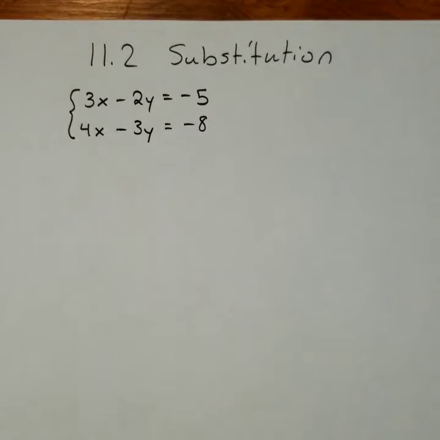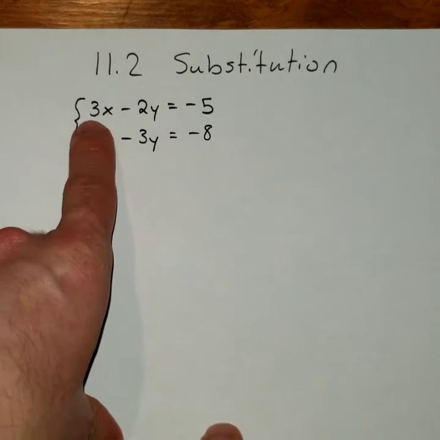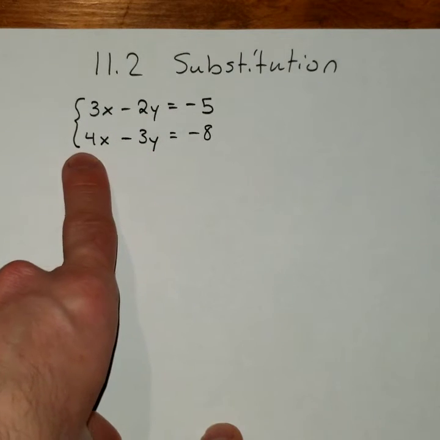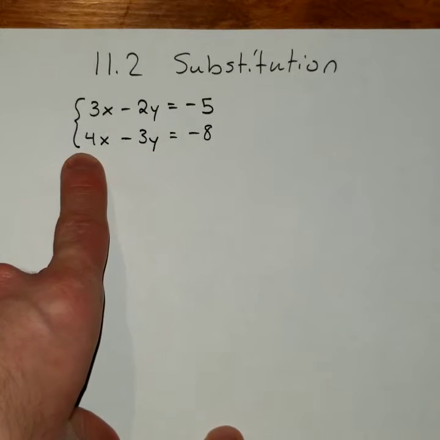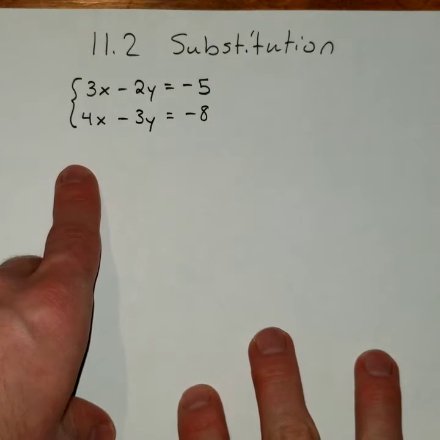Alright, in this next example, we have coefficients on every variable that are not 1. And so we really cannot avoid creating fractions in this example. So we're just going to deal with it.